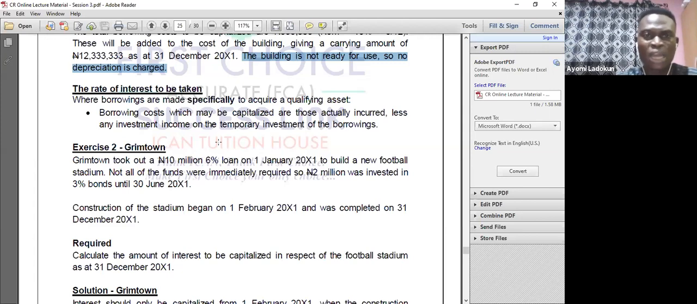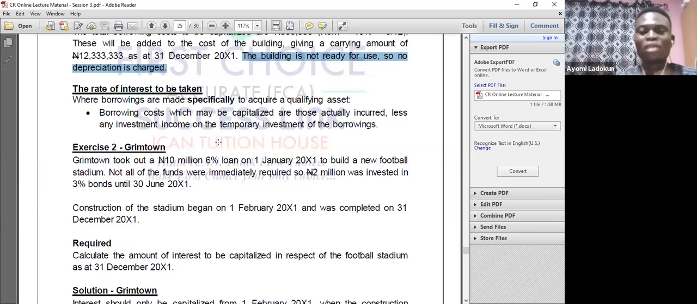Now, that 5 million naira that I borrowed, I did not need all of it almost immediately for the construction of a qualifying asset. So I went to invest part of that money. I reinvested it. When I invest that money, I'm going to have what we call investment income. Maybe I invested in Forex, or fixed deposits, or I bought treasury bills. Anyhow, I invested and I now get investment income.